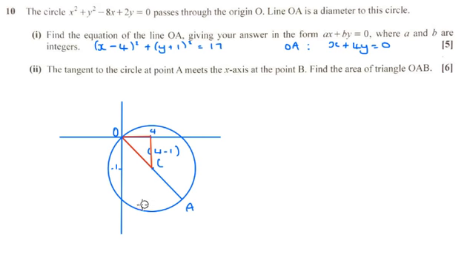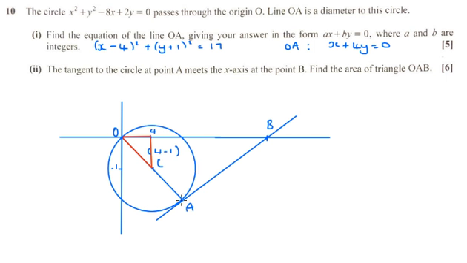Okay, part 2 then says that the tangent at the circle at point A, so down here, the tangent at the circle meets the x-axis at point B. So if I draw a line like this, I need to extend my line, then this forms a triangle AOB, where B's here. And he wants us to find the area of this full triangle.